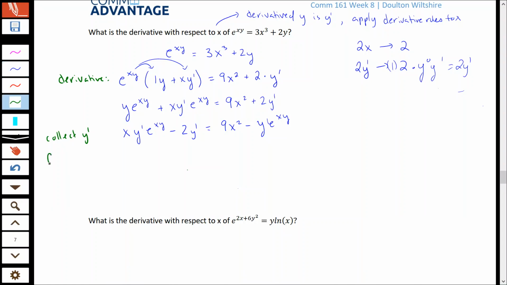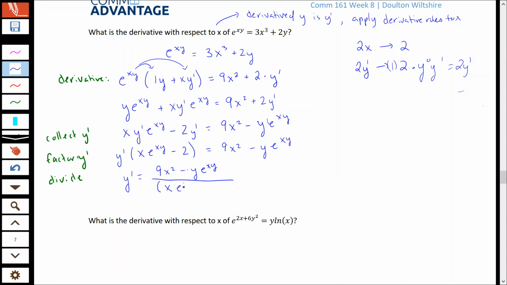And now again, we're going to factor out y prime. So if we factor our y prime out, I'm going to have y prime times x e to the xy minus 2 equals this 9x squared minus y e to the xy. And in our final step, we're just going to divide so that we can isolate for y prime. So y prime is equal to whatever we had on that left-hand side divided by x e to the xy minus 2.